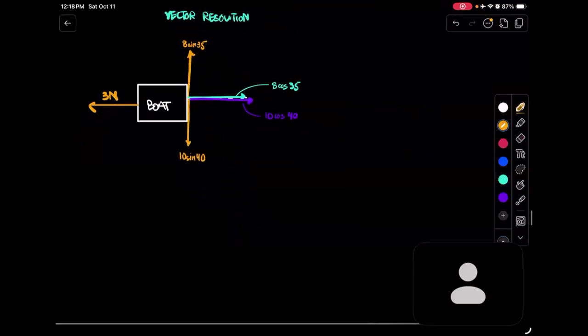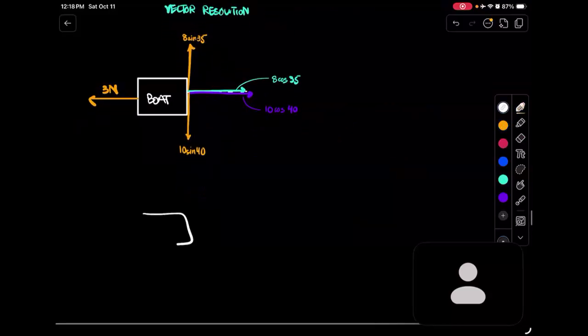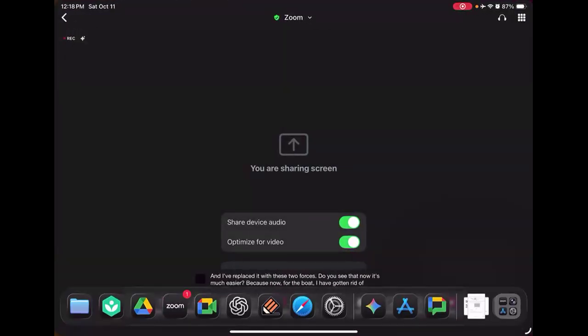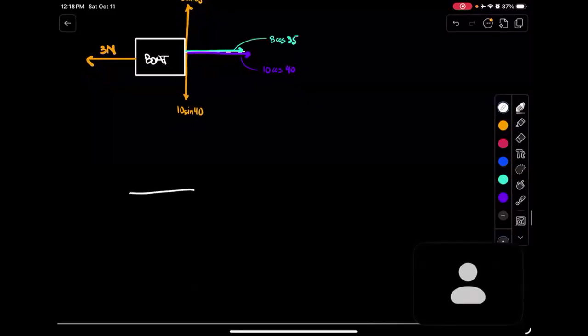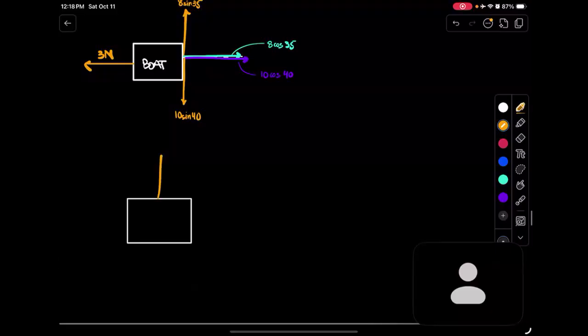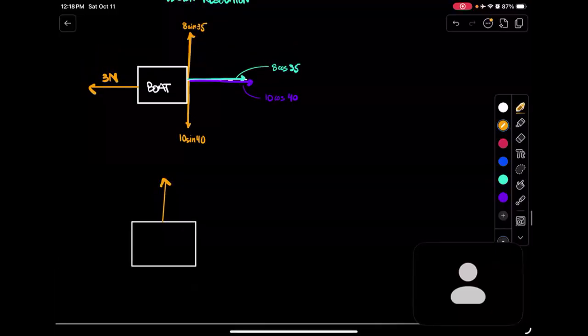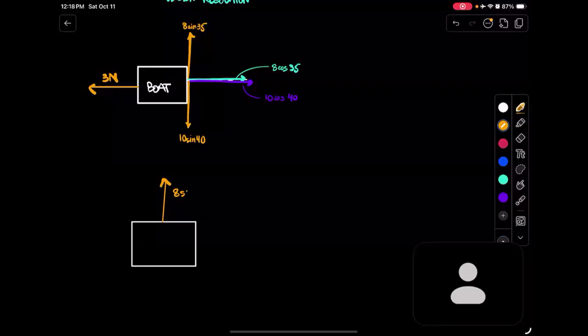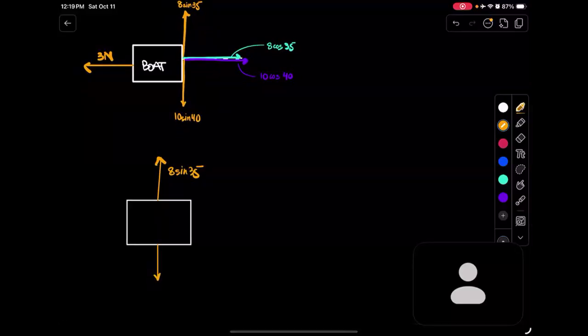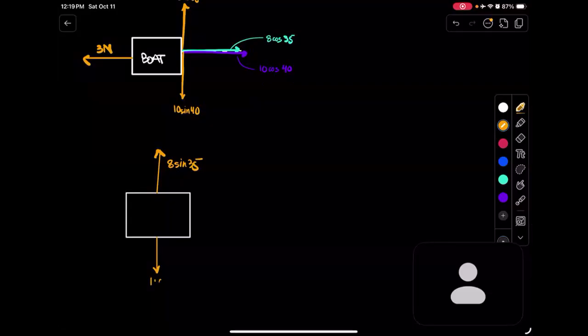Do you see that now it's much easier? Because now I have gotten rid of the angled vectors and boiled them down to their vertical and horizontal components. So now I have an upward force, which is 8 sine 35. I've got a downward force, which came from the 10 Newton. This is 10 sine 40.